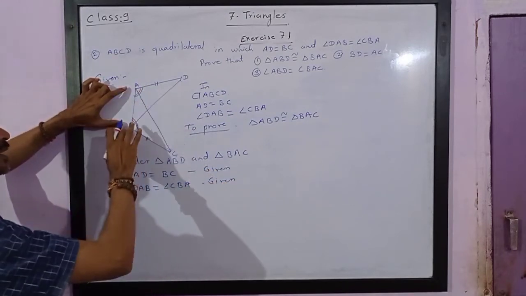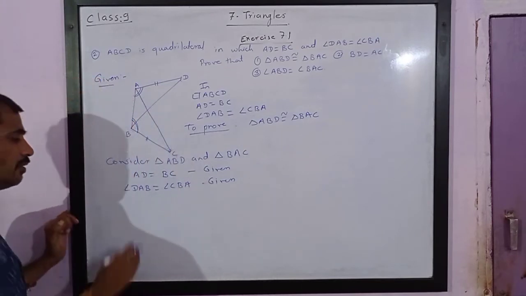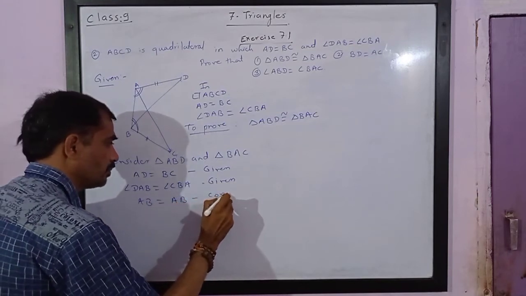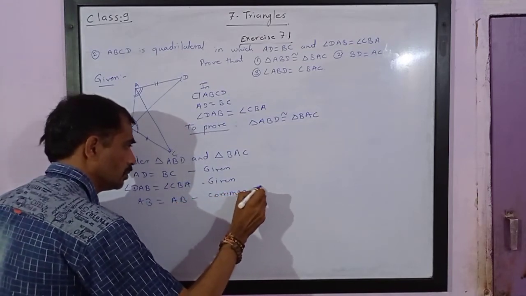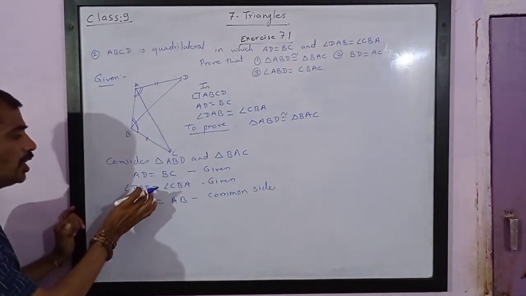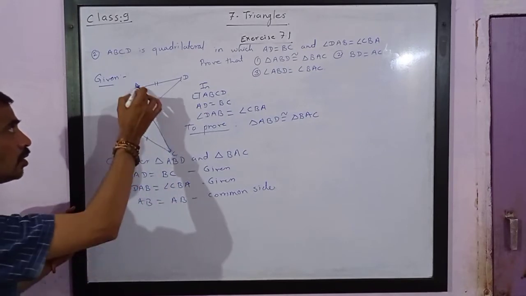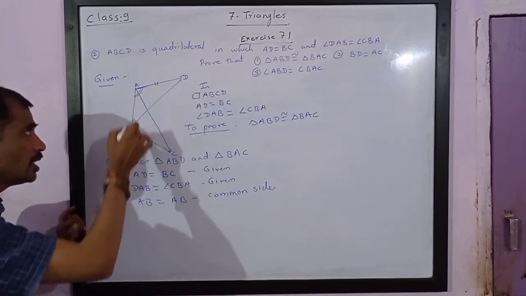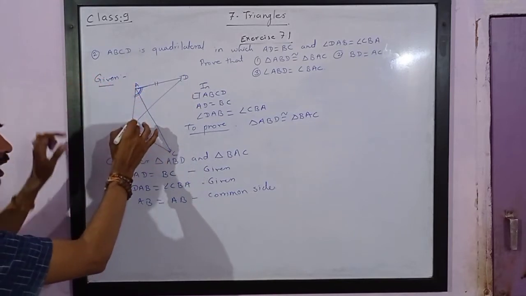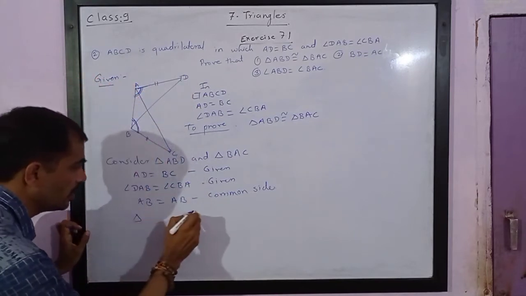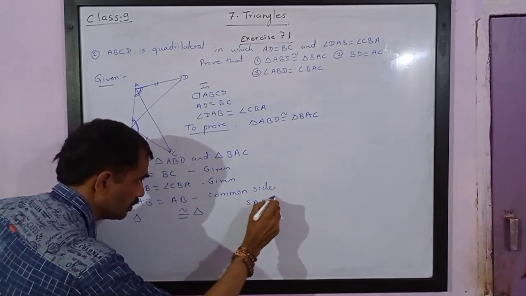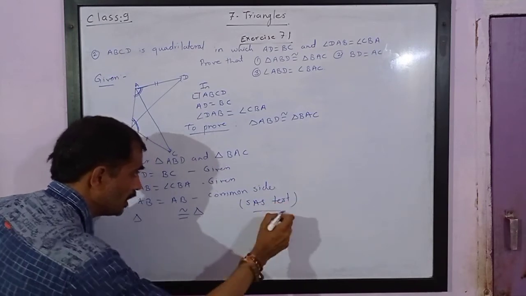Now AB is congruent to itself. So AB is equal to AB. That is the common side. Now please note here. Thus we have got one side congruent, another side congruent, and the angle included by the sides is congruent. It means these two triangles are congruent by the SAS test. Two sides and included angle are congruent.